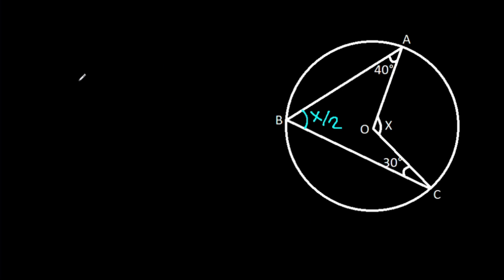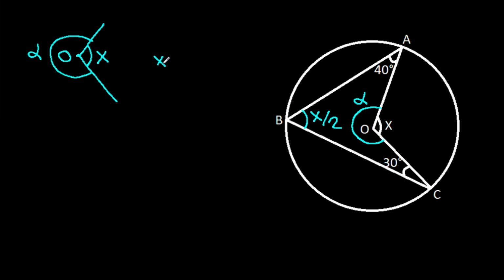Now at point O, this angle is x, and suppose this angle is alpha, so x plus alpha will be 360 degrees. That means x is 360 degrees minus alpha.